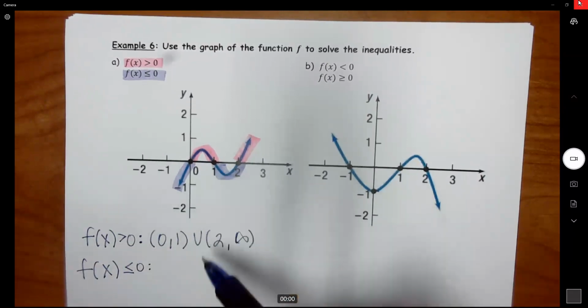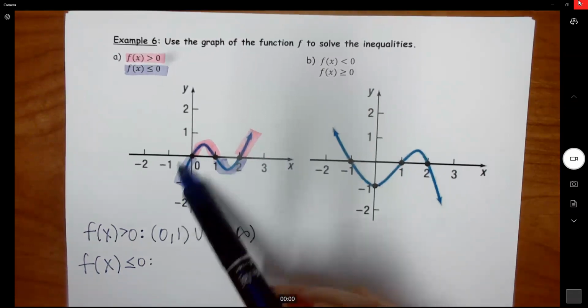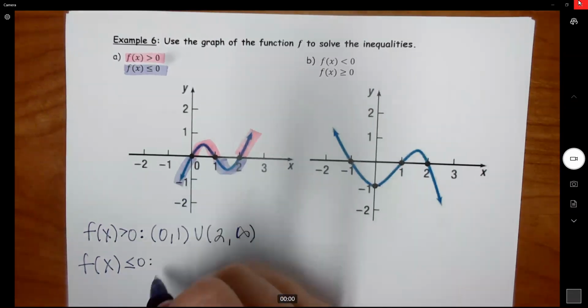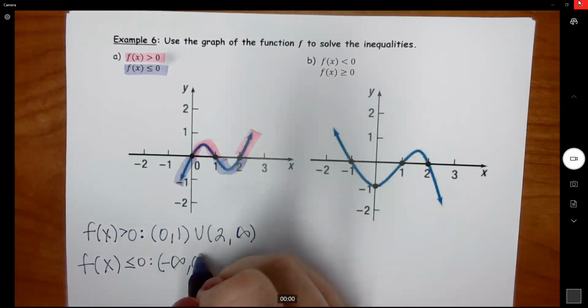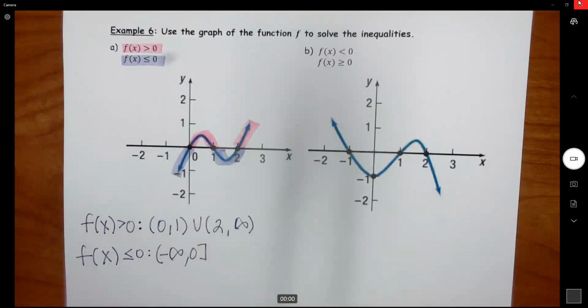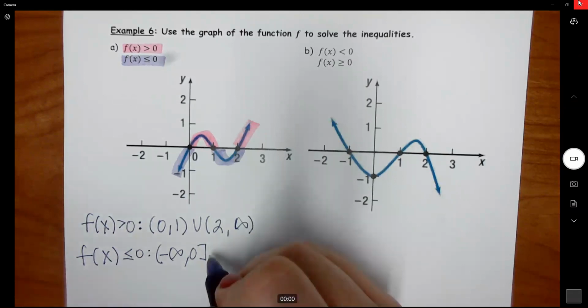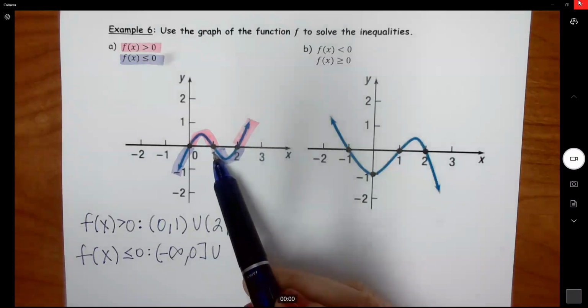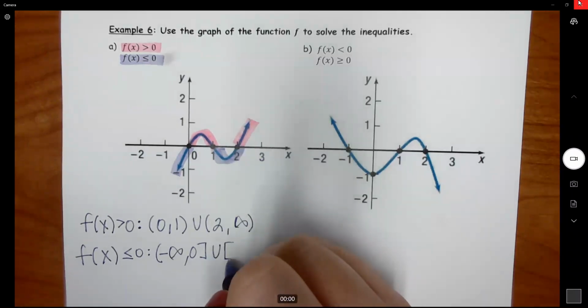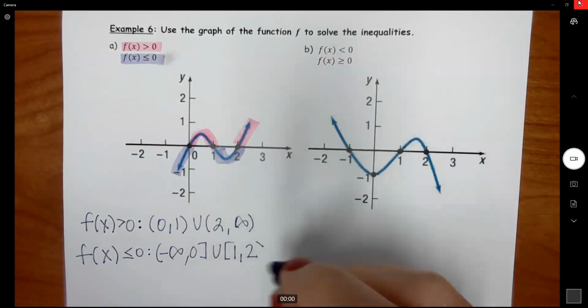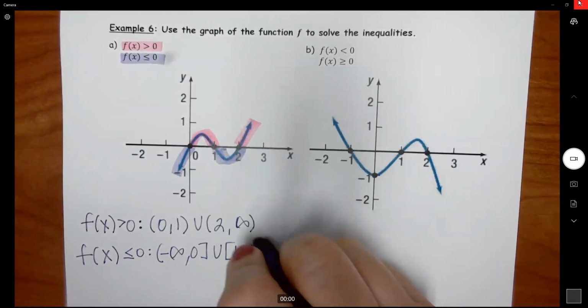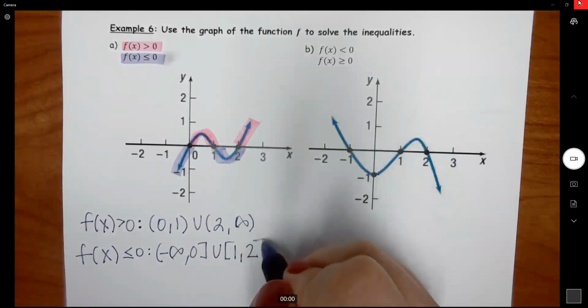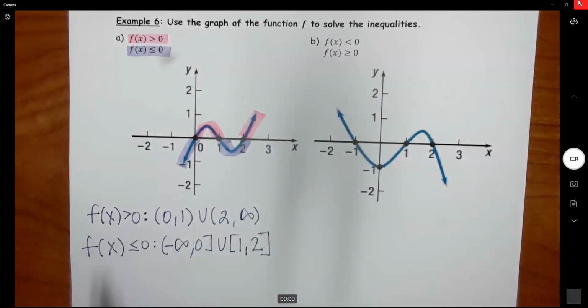Okay, so we got two portions again, so I'm going to have another union. This portion here is negative infinity to 0. But this time 0 is included, so it gets a hard bracket. It's included because we have a line here, because it's less than or equal to. Then the union, we need to represent the second portion, which is 1 to 2. These get brackets as well, for the same reason, it's or equal to.